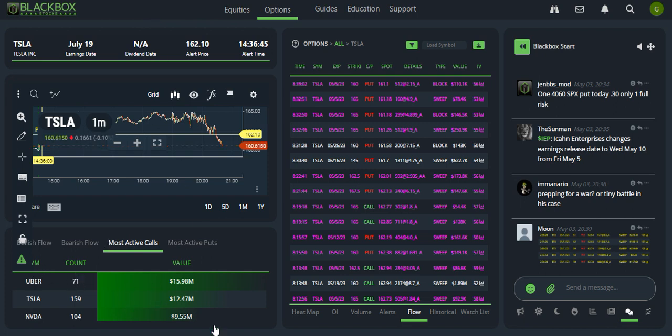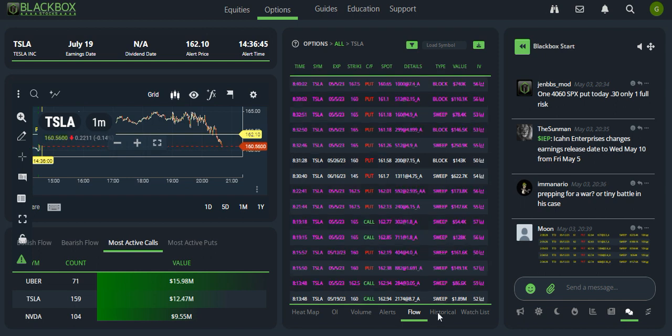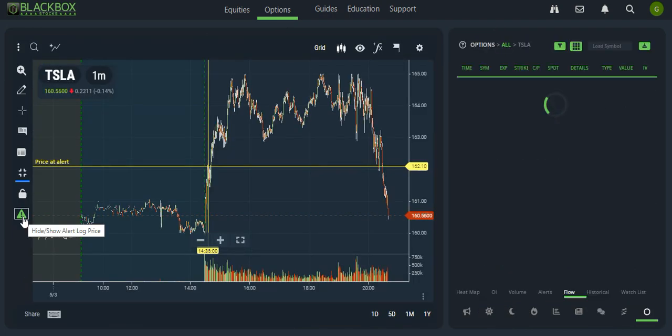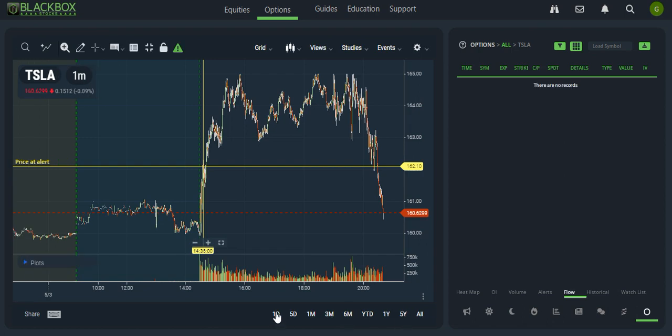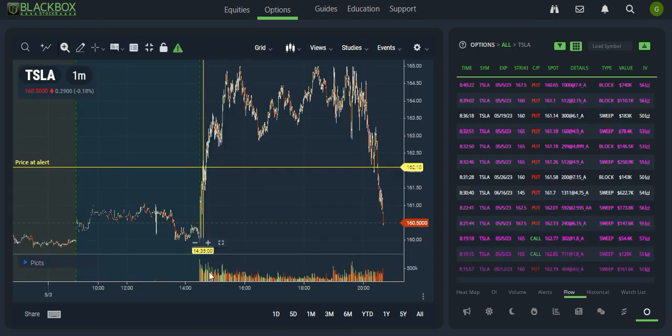So basically what this tool does is it shows you where all the money is flowing in the options market. This is something called the options flow. This is the options flow for Tesla stock. Tesla has had quite a volatile day. Some traders have made a hell of a lot of money today. So this is the 1 day chart. Just after 2, the price went from 160 up to a high of 165. And these are all of the trades put on Tesla.